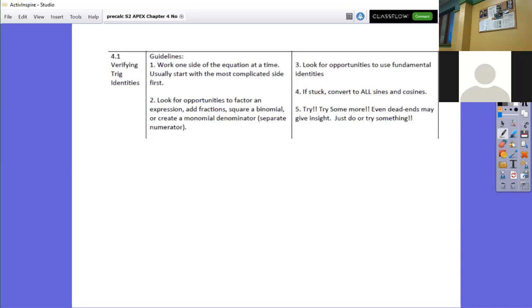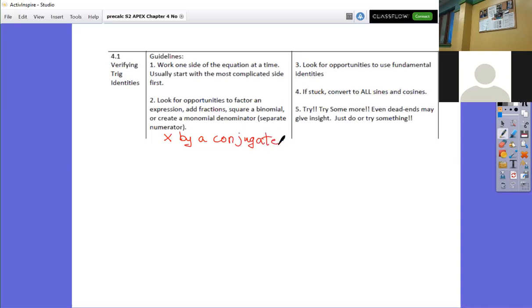Look for opportunities to factor, add fractions, square a binomial, or create a monomial denominator. If you separate the denominator out, and if you have cosine under it, you can put 1 over cosine, which is secant, or sine over cosine, so you can separate them. The other thing that you might want to look for is to multiply by a conjugate.